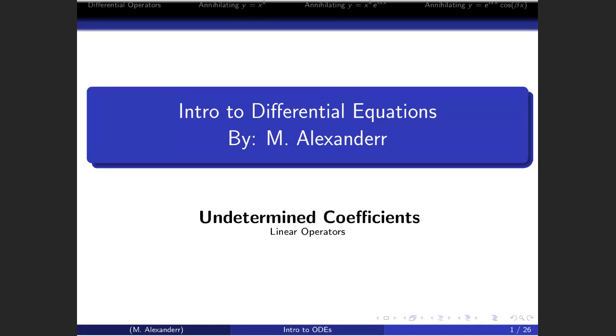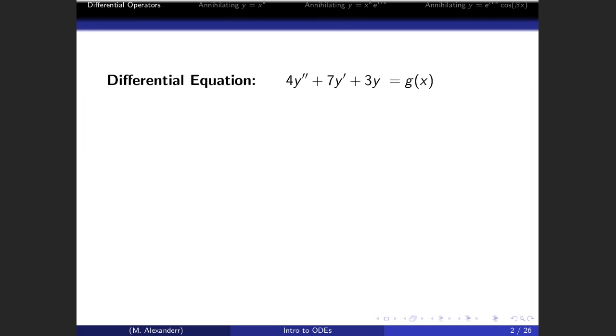All right, so today we're going to continue talking about undetermined coefficients, and specifically I want to mention something about linear operators. So today is just about linear operators, and what I mean by that is the following. Previously, we had dealt with an equation of this type, where in front of the y prime and in front of the y double prime, you only had numbers, and then you had some function g, which was a polynomial, an exponential, a trig function.